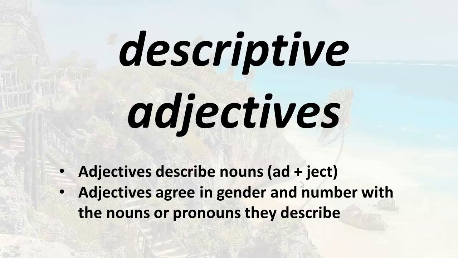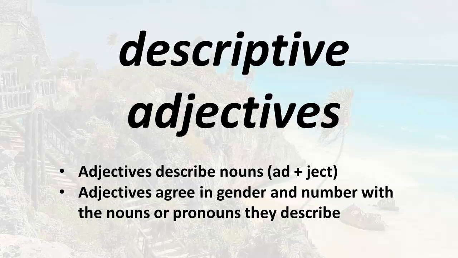Remember that the word adjective comes from Latin. The part of the word "ject" is from the Latin word, a form of the Latin word to throw. And "ad" literally means to, so we throw the adjectives to or at or onto the noun, literally. So that's the origin of the word adjective.